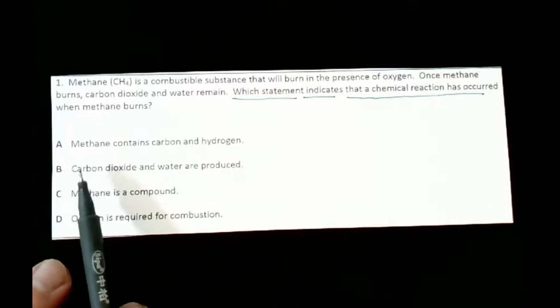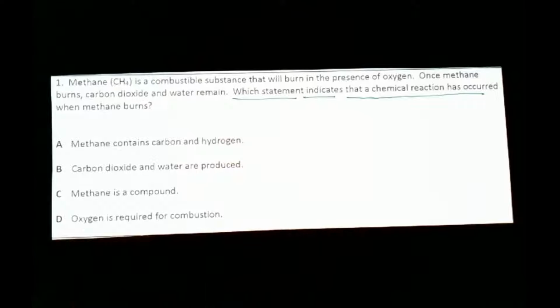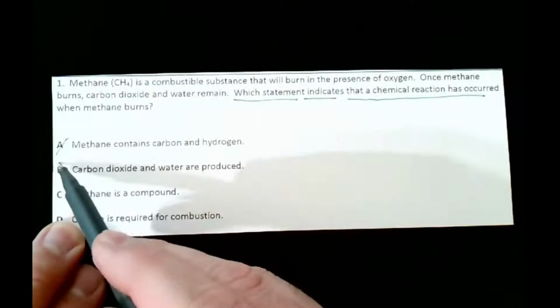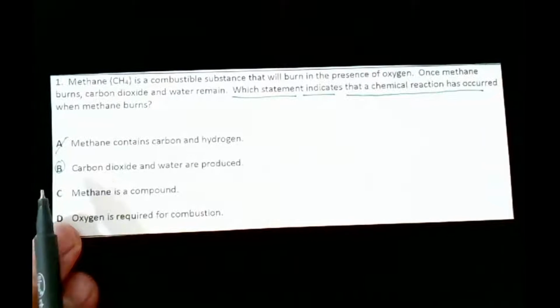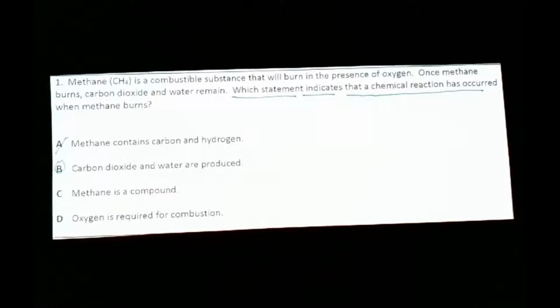Let's look at A. Methane contains carbon and oxygen. You're going to see some questions pop up on your screen. I want you to tell me, why is this one correct or not correct? Great. Let's look at the next one here. Carbon dioxide and water are produced. So I want you to tell me which key word on this tells us that this is the correct answer. Fantastic. Even though we know this is the correct answer, let's move on to the next one and figure out why these are not correct. So methane is a compound.